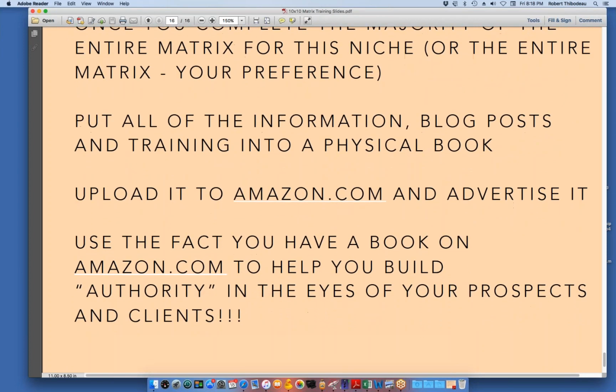You upload it to Amazon.com and you advertise it to your email list. Use the fact that you have created a physical book and it is on Amazon.com for sale to the public. And you can even make a Kindle copy and load it up to Amazon Kindle, and allow ebook readers to download it, and you still make money on it. If anybody purchases the physical book product, you still make money on it. You can put down as the footer in all of your emails that you send out, Bob Thibodeau, author of da da da da da, available at this link on Amazon.com.